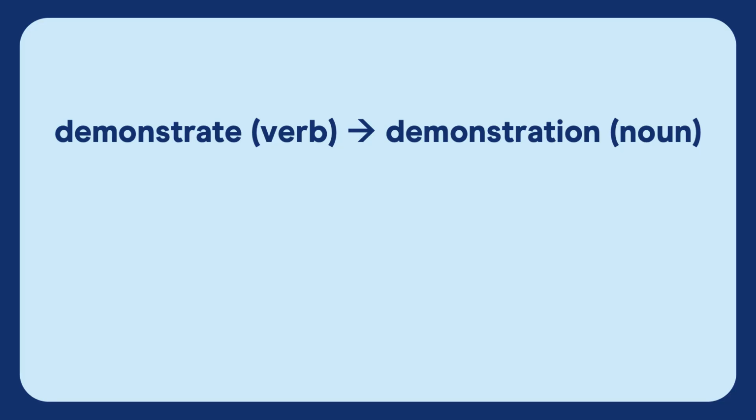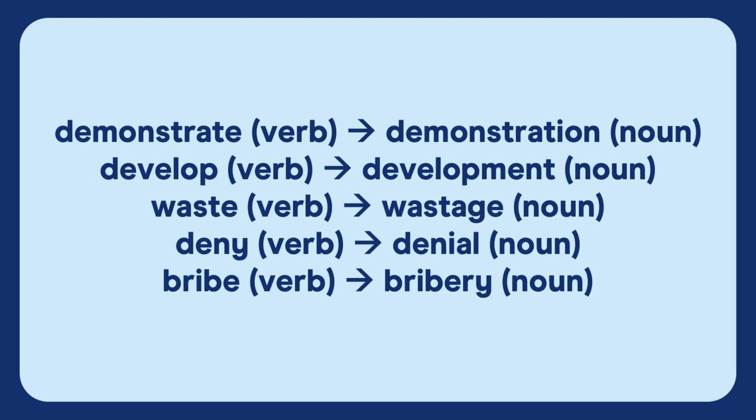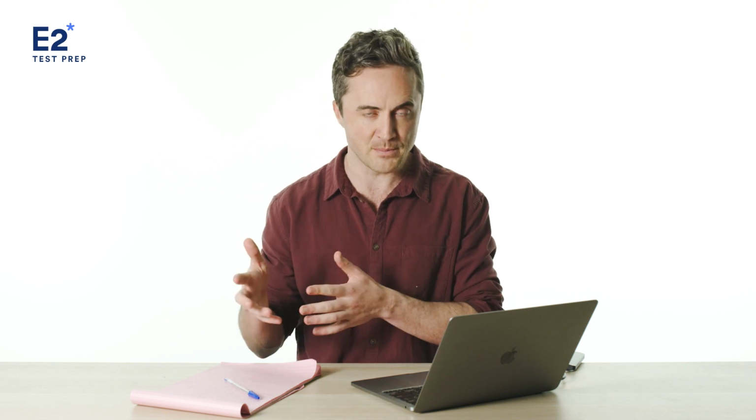Demonstrate is a verb, and we can change it into a noun by putting the affix ion, demonstration. Develop is a verb, and we can change it into a noun by adding the affix ment, development. Waste can become wastage, deny could become denial, and bribe could become bribery. In academic writing, we tend to use the nominalized form, that is the noun form, rather than the verb form.